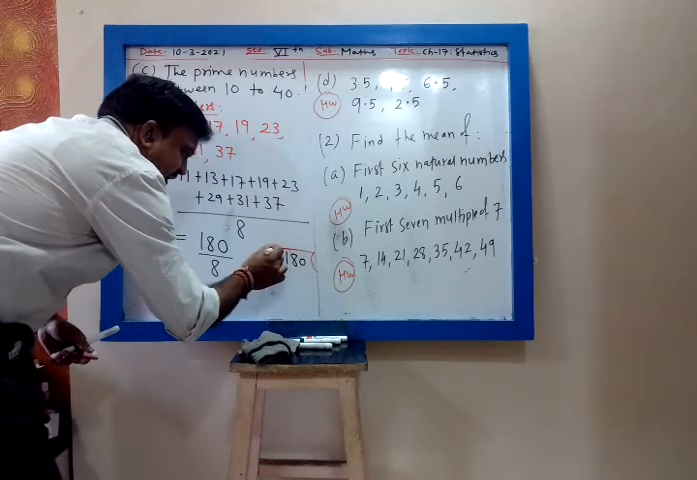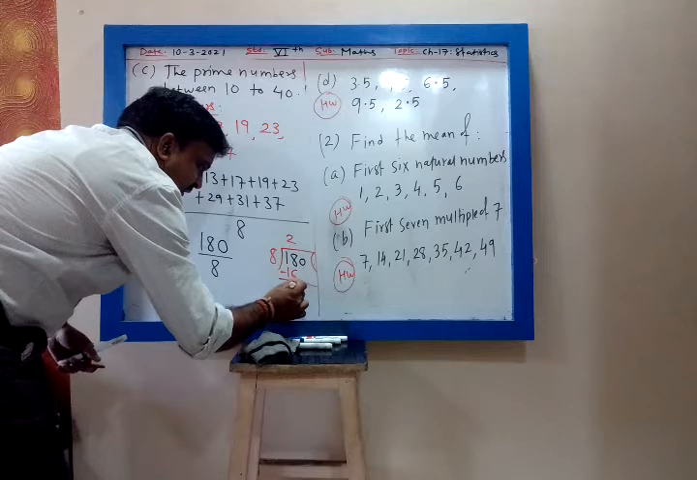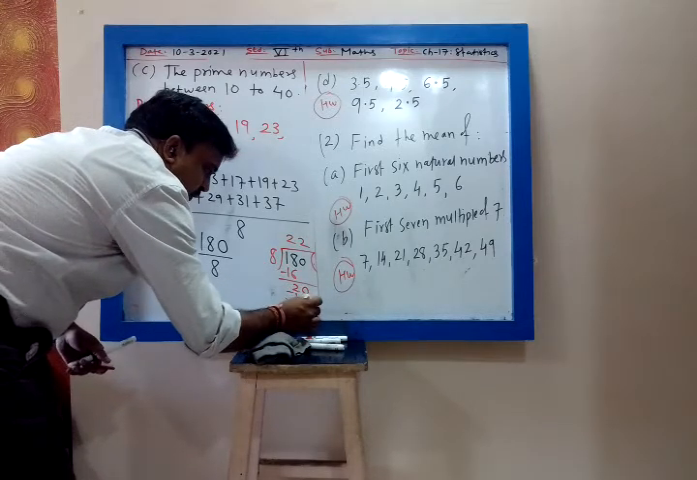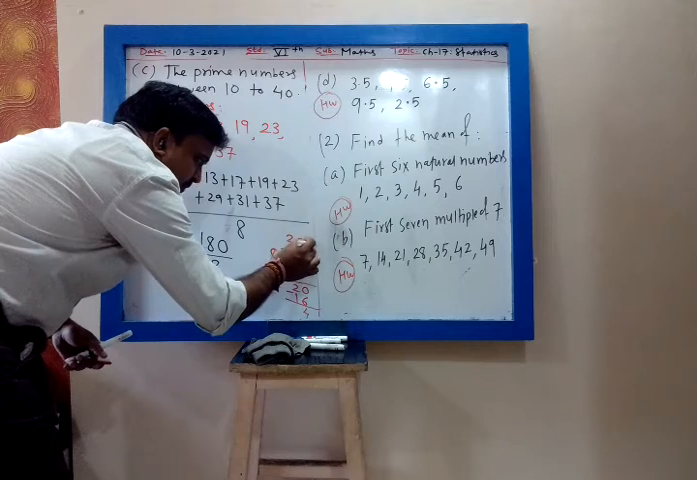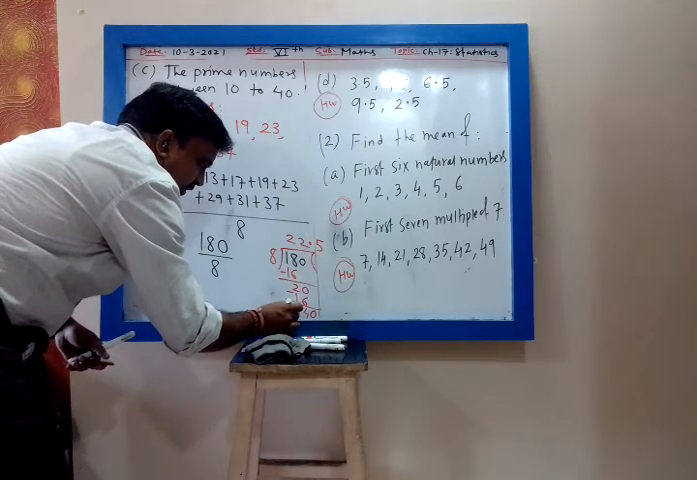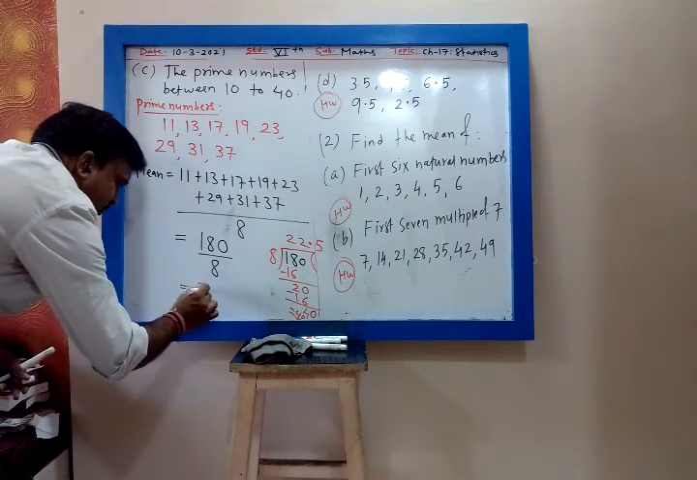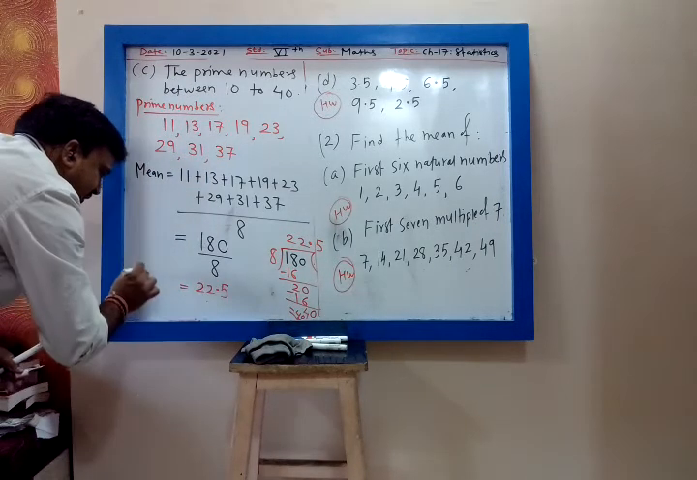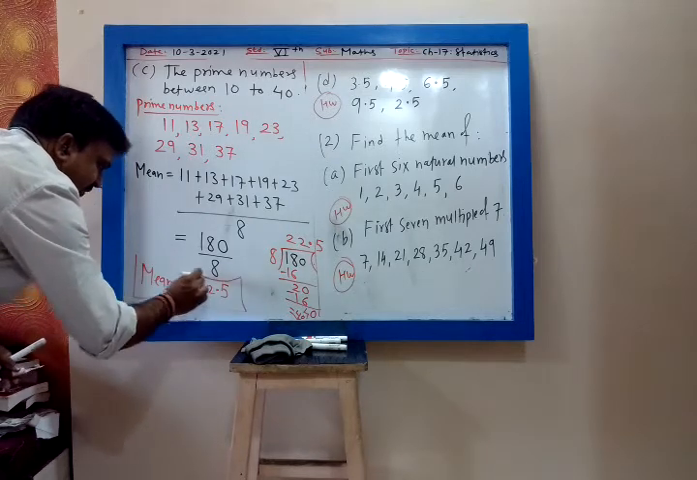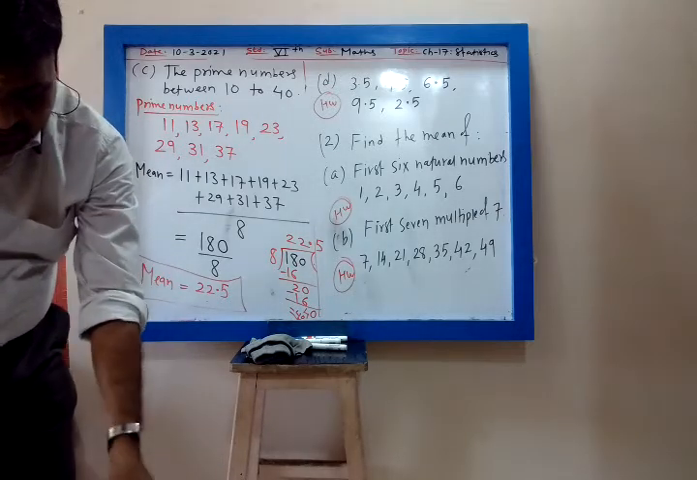Do the division. 8 2s are 16. Then it is 20. Then 8 2s are 16. Then it is 4. Then point will come. Then 8 5s are 40, so 22.5. So mean value is 22.5. Yes, you can do the rest. Mean value is 22.5.